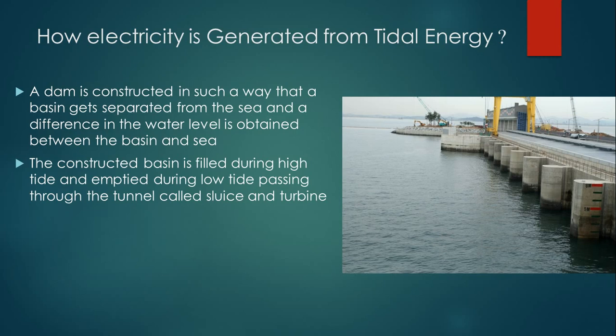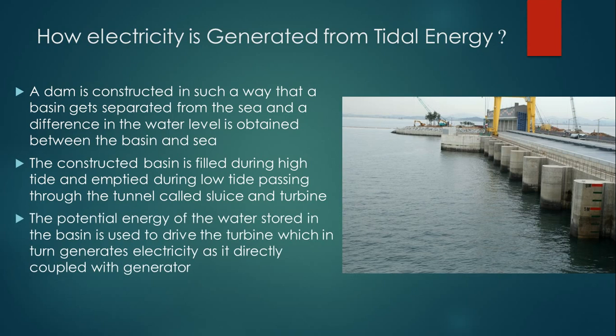This rotary mechanical energy is converted into electrical energy with the help of an AC generator coupled to that turbine. The potential energy of the water stored in the basin is used to drive the turbine, which in turn generates electricity as it is directly coupled with the generator.